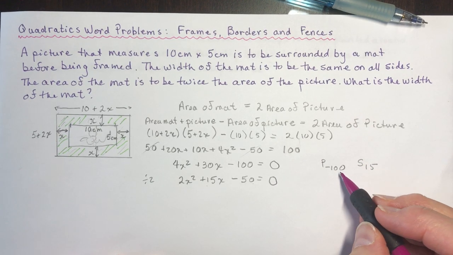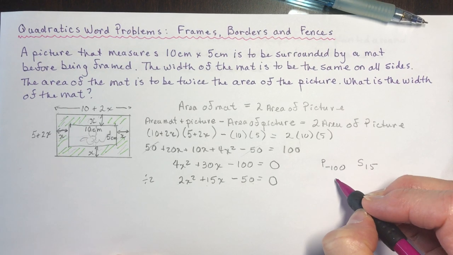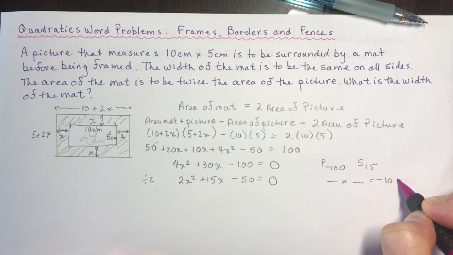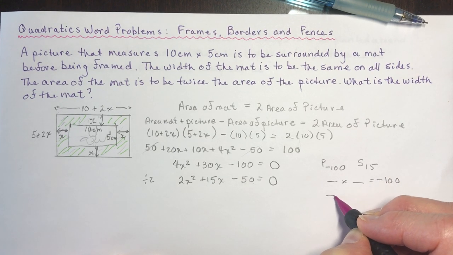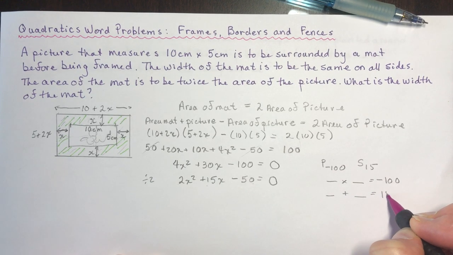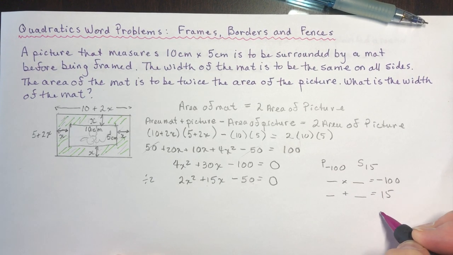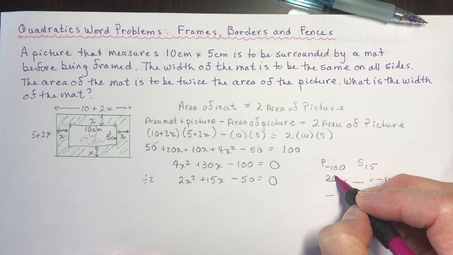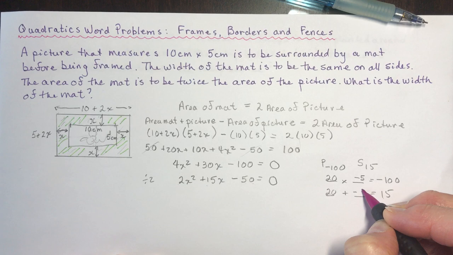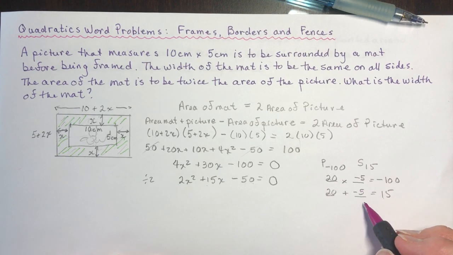And you probably say, oh, 20 and 5, 20 and 5 can make 100. So one of them has to be negative and one of them has to be positive, because I need to add to a positive number but multiply to negative. So if I do 20 and minus 5, so 20 minus 5 is 15. So those are my two special numbers.